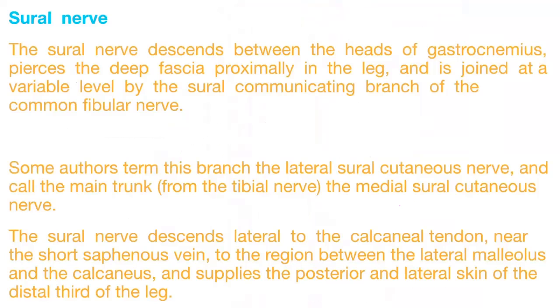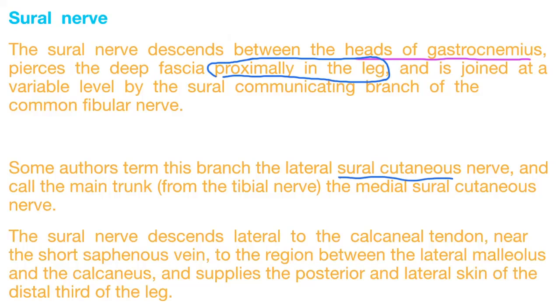Coming to another branch, the sural nerve. The sural nerve descends between the heads of the gastrocnemius, reaches the deep fascia proximally in the leg, and is joined at a variable level by the sural communicating branch of the common fibular nerve. Some authors term this branch the lateral sural cutaneous nerve and call the main trunk from the tibial nerve the medial sural cutaneous nerve. But you will call this only the sural nerve, right?